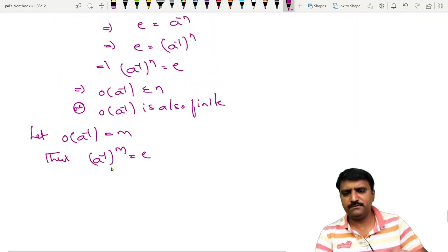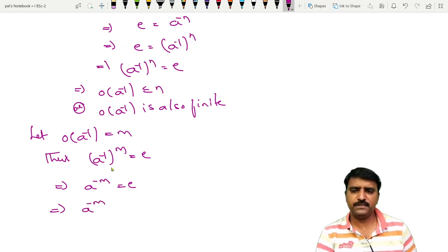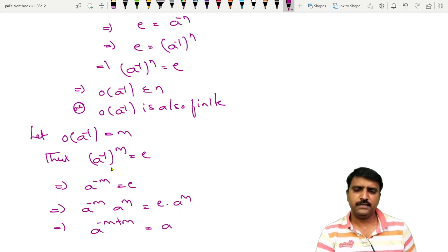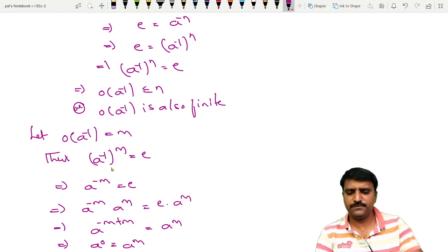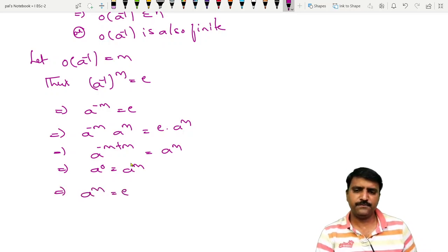Now a inverse to the power of m is equal to e, which implies that a to the power of minus m is equal to e. You operate a to the power of m on both sides. Multiplying both sides by a to the power of m, we get a to the power of m is equal to e into a to the power of m, which gives that a to the power of minus m plus m is equal to a to the power of m, which implies that a to the power of 0 is equal to a to the power of m, which implies that a to the power of m is equal to e.